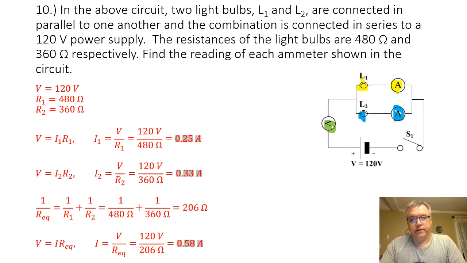0.58 amps. And once again, if we take a look at the current going through each of the individual resistors, 0.25 amps and 0.33 amps, the sum of those is going to equal the current going through the circuit, 0.58 amps.